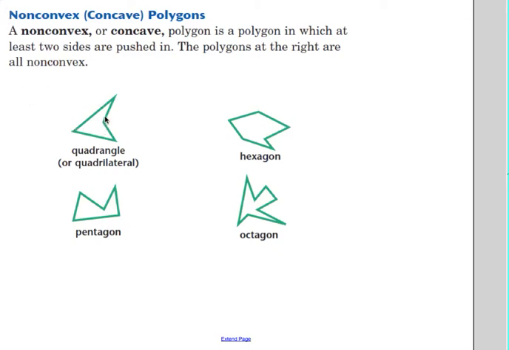Something else that's interesting to realize about these is when it's concave, when it has a side that's pushed in, that angle formed right here, if you measure it, it will make a reflex angle because it will be more than 180 degrees. That's another way you can recognize a non-convex polygon.